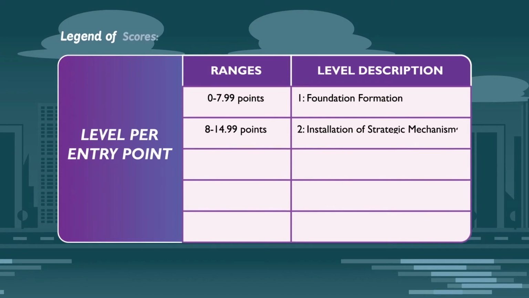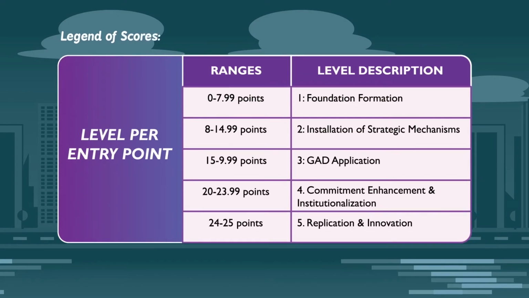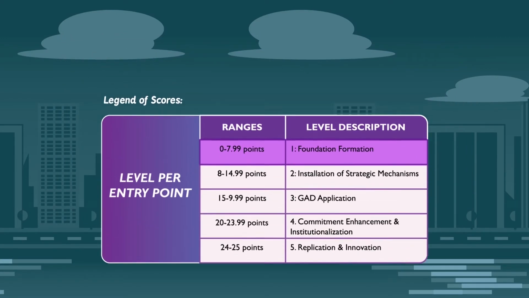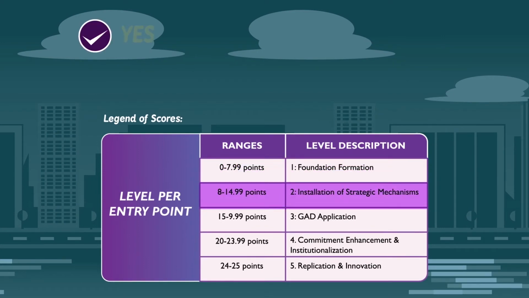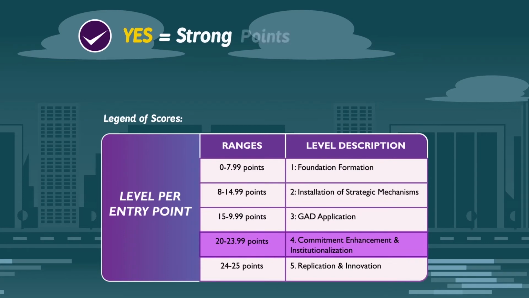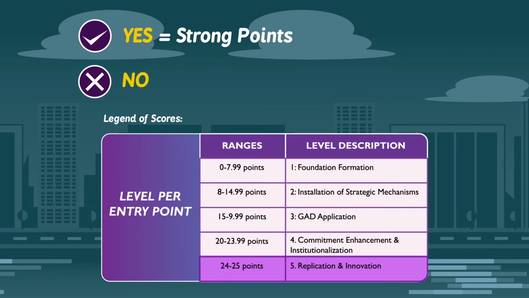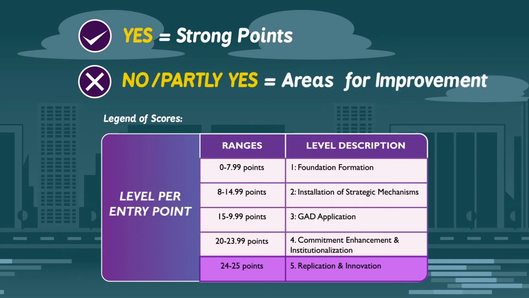The scores obtained in the assessment will determine the level of gender mainstreaming efforts of an organization. Descriptors with yes responses are the strong points of the organization. It should maximize these strong points to hasten the institutionalization of GAD and target interventions to sustain efforts on gender mainstreaming. Meanwhile, descriptors with no and partly yes responses are areas for improvement.